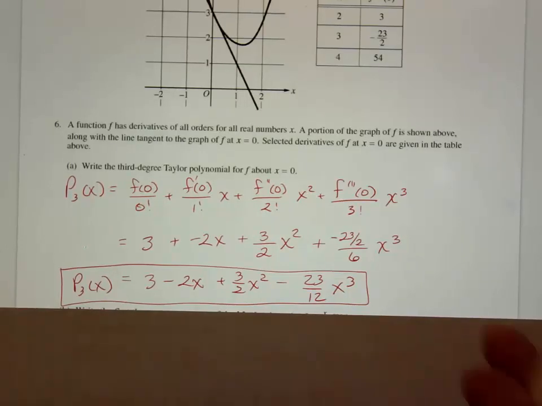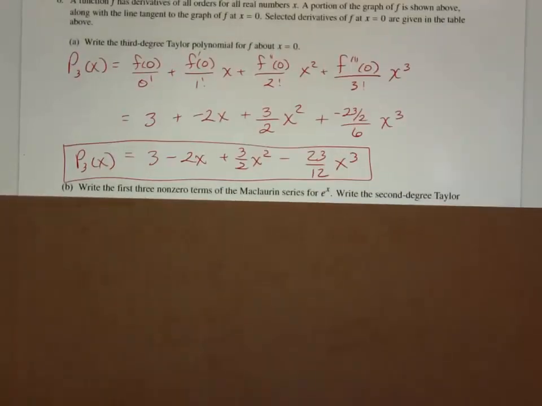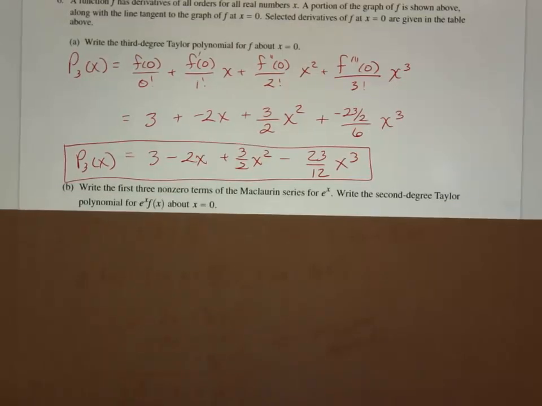All right, part B. Write the first 3 non-zero terms of the Maclaurin series for e to the x. Write the second degree Taylor polynomial for e to the x times f of x about 0.